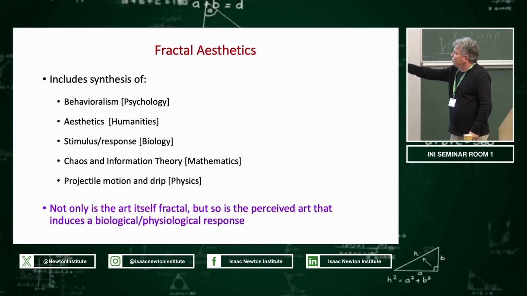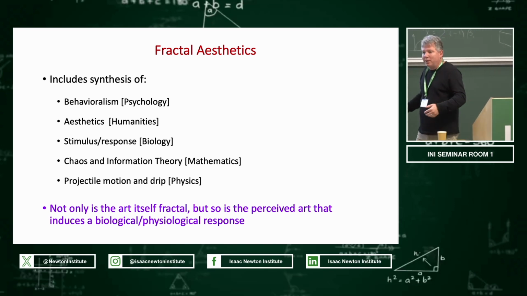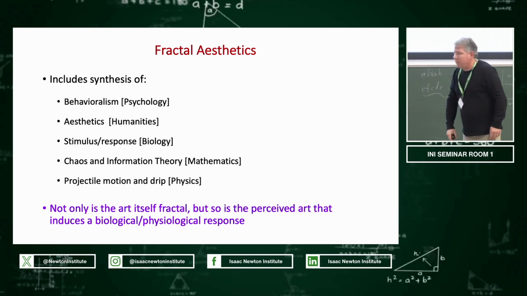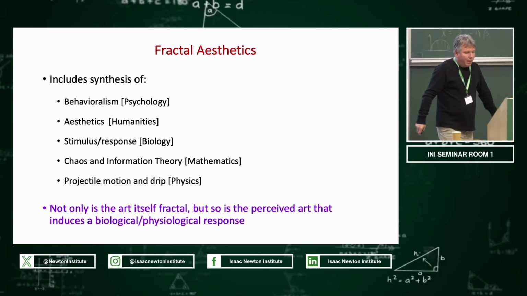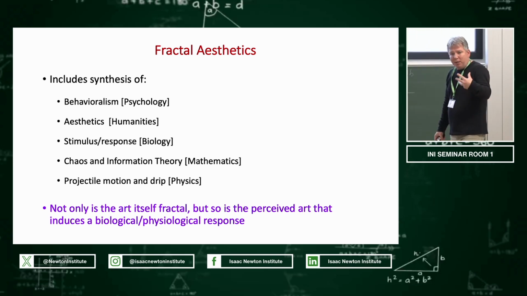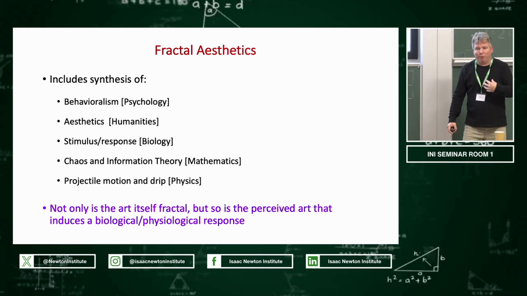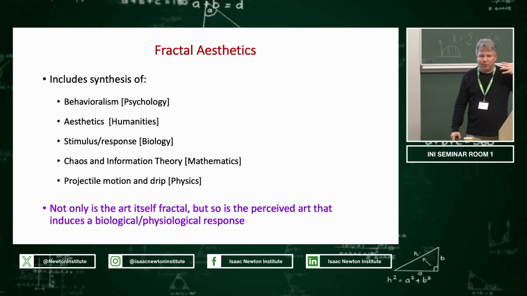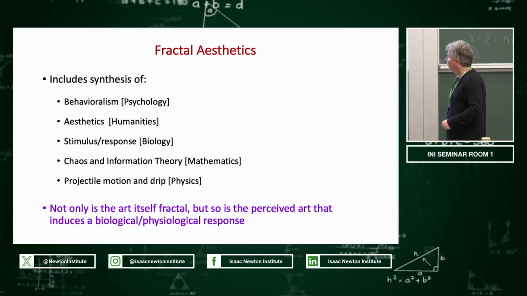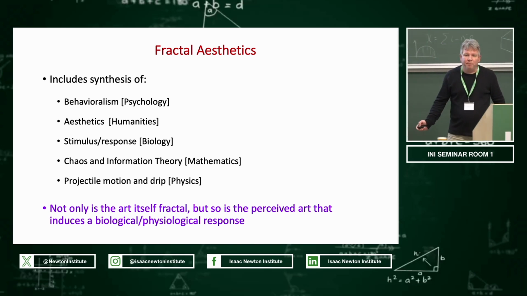So fractal aesthetics is a synthesis of a variety of different sciences: social sciences, hard sciences, psychology, humanities, biology, mathematics, physics. And it's all about how the pattern may be itself a fractal, but it's moreover how we perceive the fractal and how it gets processed by our brains that triggers the response.